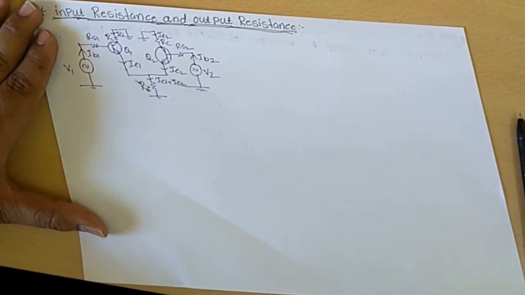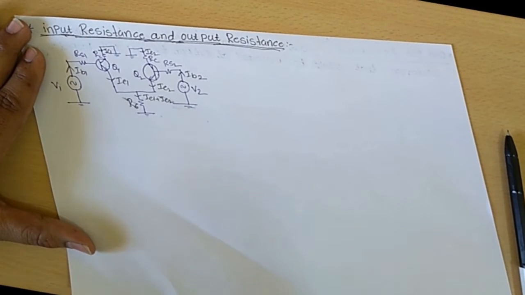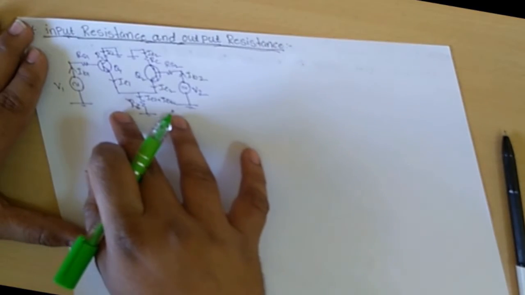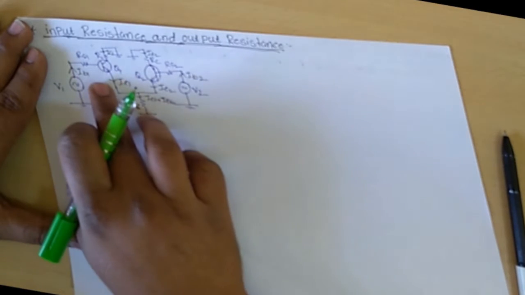Next, we are calculating the input resistance and output resistance of the differential amplifier. Okay, but here we are calculating the input resistance. We are considering some important points. That is, in this differential amplifier circuit, we want to estimate the input resistance of this Q1 transistor.